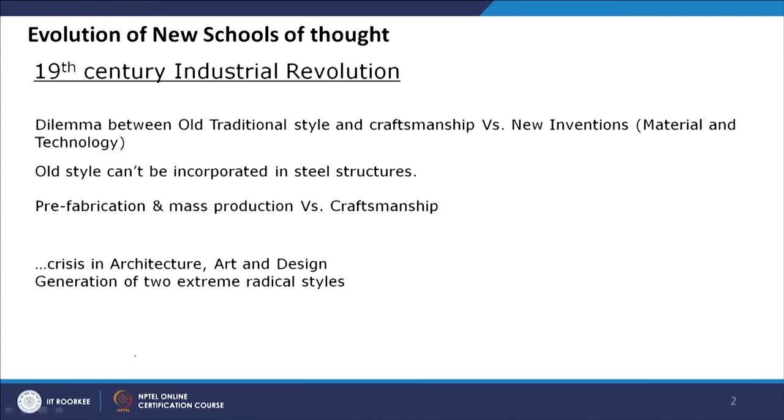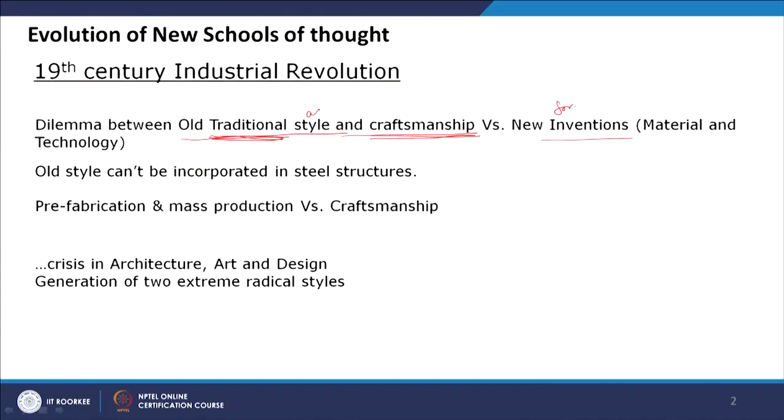So let's briefly recap the previous things. In the 19th century Industrial Revolution, there was a dilemma between the old traditional style and craftsmanship together. The old traditional style also includes classical, Baroque and Gothic architecture and other architectural styles, where the craftsmen and artisans were not involved in design. Mostly the architects and designers were involved, and the craftsmanship came from the crafts guild and the traditional artisans. So these two are one thing, versus the new inventions or materials. This was for the machine, and this was against the machine. The old style cannot be incorporated in steel structure because of the new invention of technology.